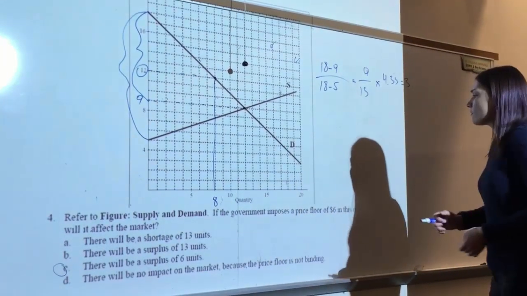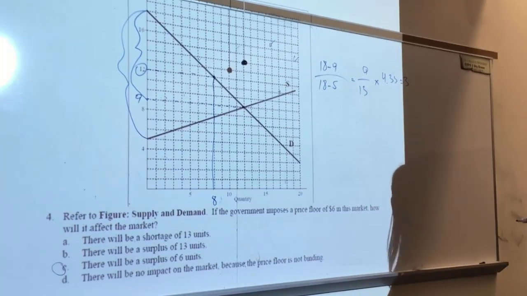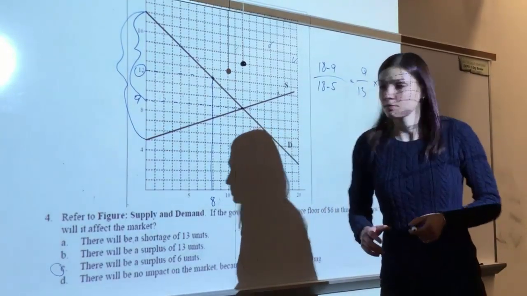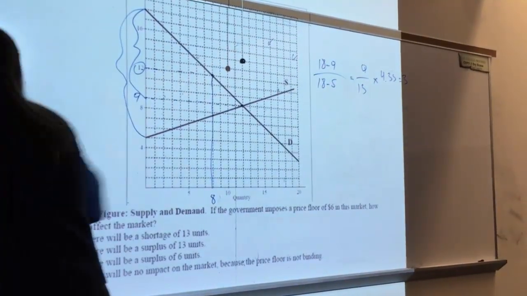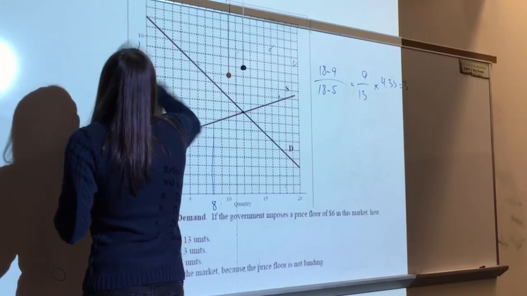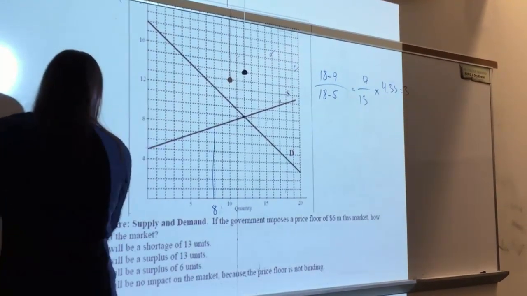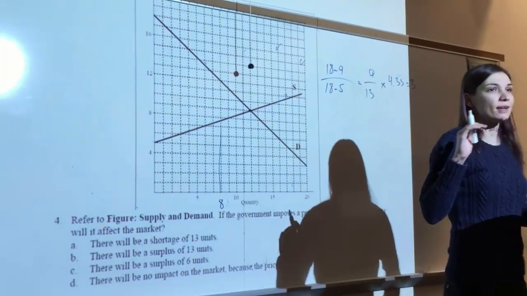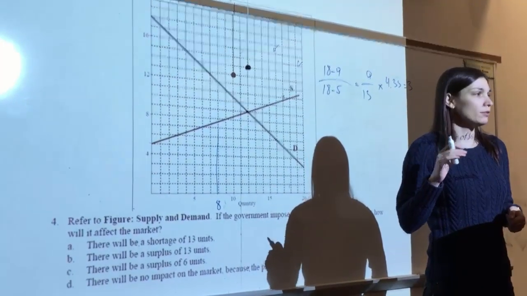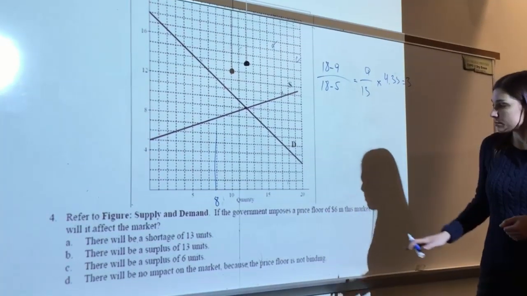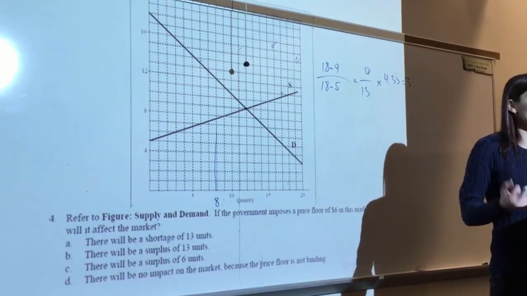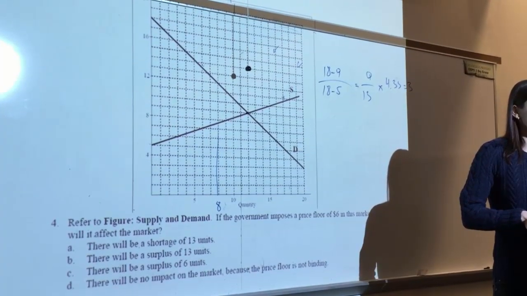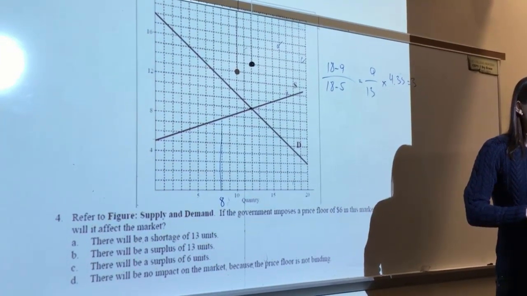Same picture. If the government imposes a price floor of $6 in this market, how will it affect the market? Okay, so we have a price floor. What does the price floor say? You cannot sell this product for less than $6. Will that have any effect on our market? And if yes, what effect? What do you think?